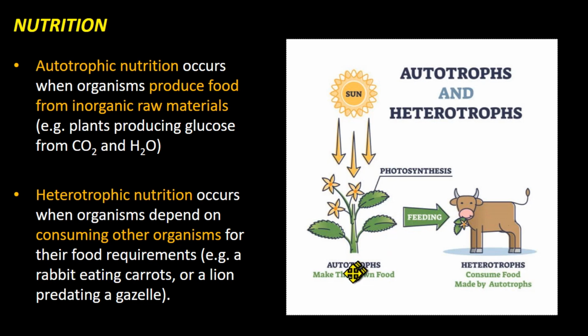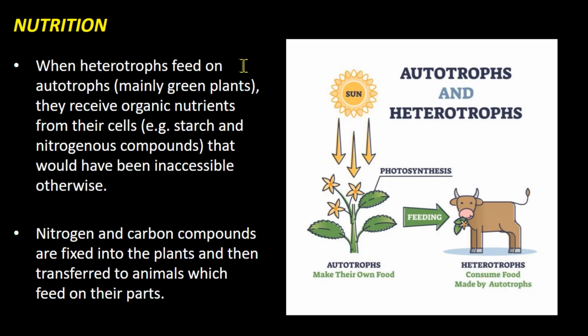So autotrophs, auto means self. So autotrophs means self-feeding. Heterotrophs means feeding from another. So when heterotrophs feed on autotrophs, mainly green plants, they receive organic nutrients from their cells. For example, starch and nitrogenous compounds that would have been inaccessible otherwise.